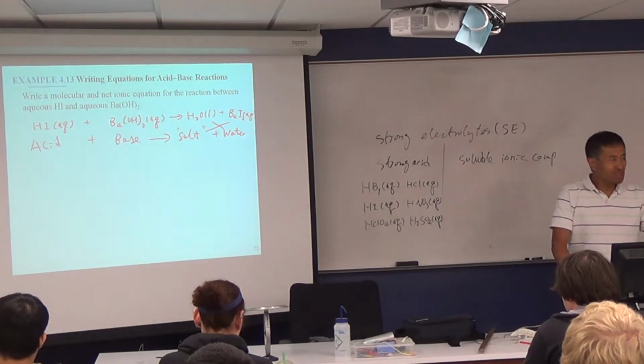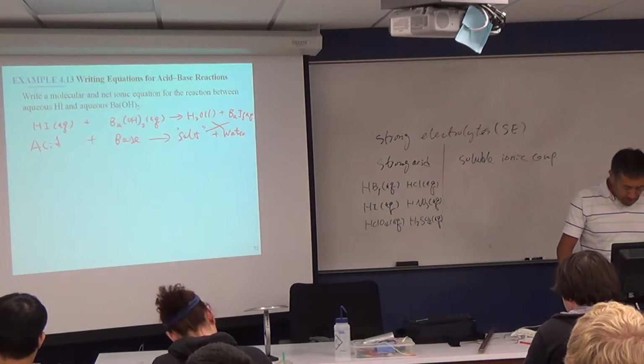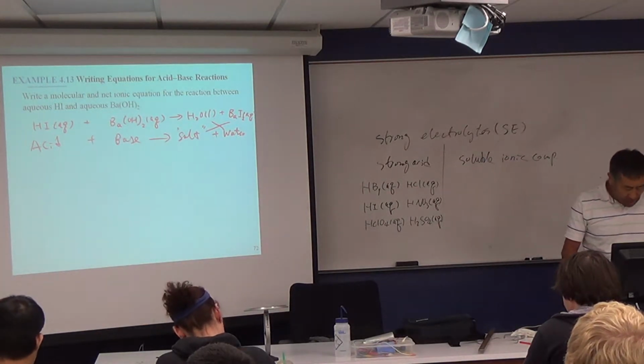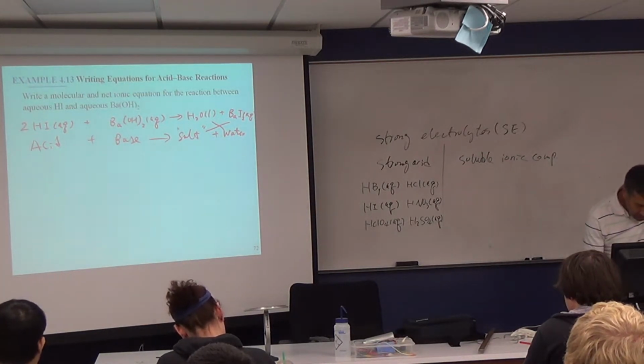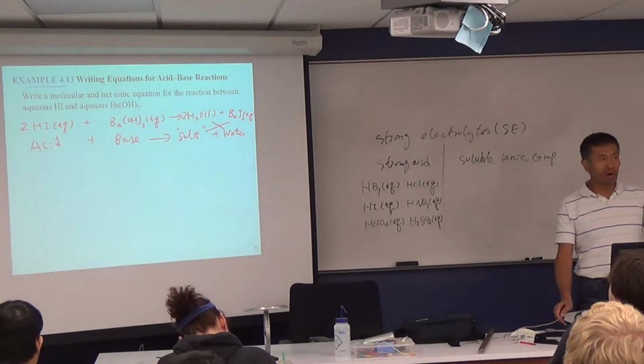Now let's balance the equation. How many I? We should put two here, and we should put two here. So then that's it. This equation is called the molecular equation.